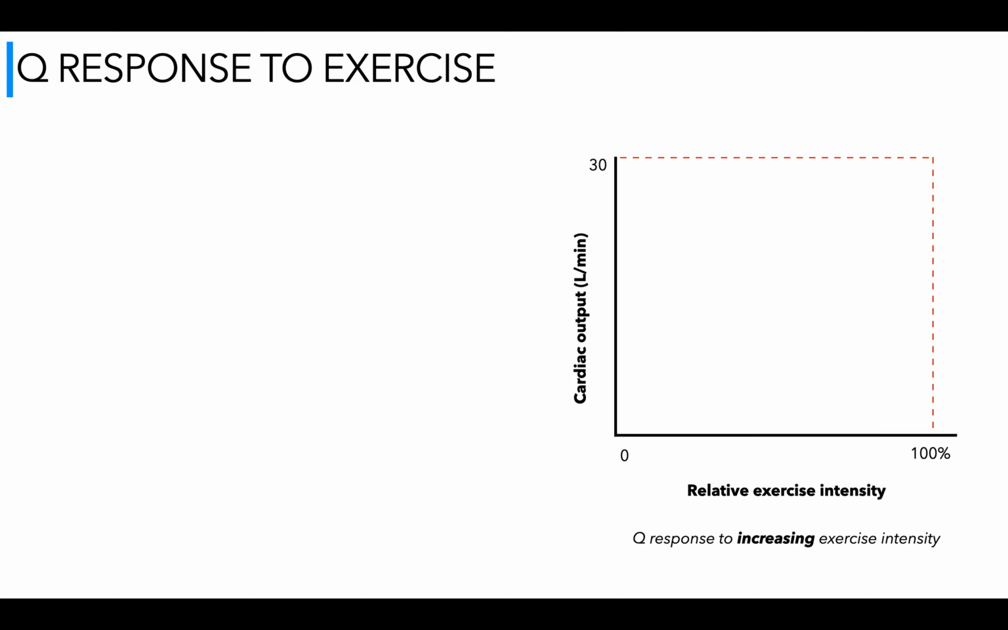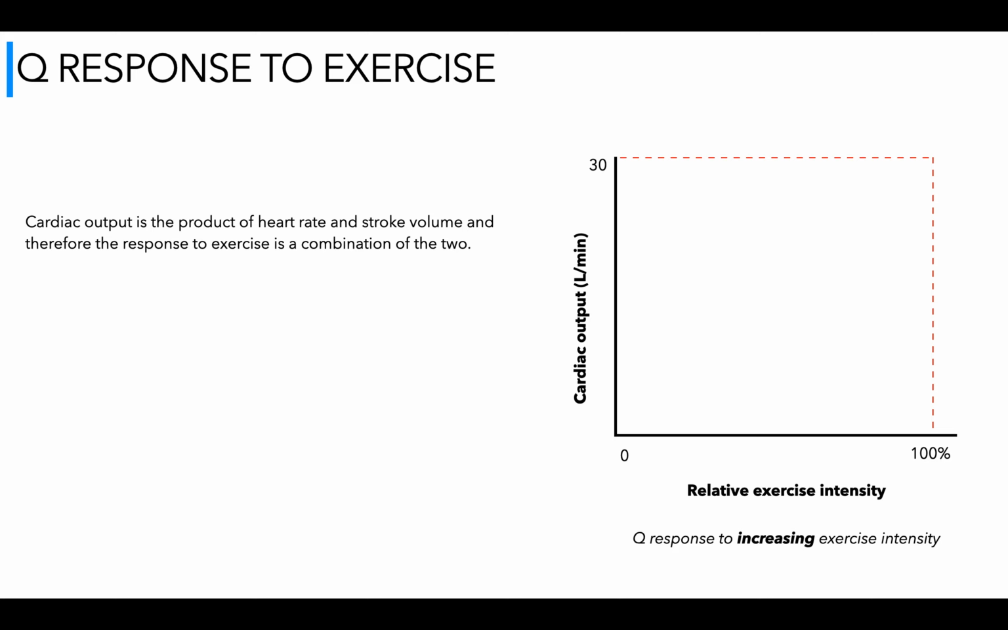Okay, and we now have cardiac output. So as we know, cardiac output is the product of heart rate and stroke volume. Therefore, the response to exercise is a combination of heart rate and stroke volume. So we can already be thinking there's going to be an increase and a plateau, because that's what the combination of the two is. So cardiac output will increase in line with the exercise intensity, just like heart rate. And in fact, stroke volume did that as well.